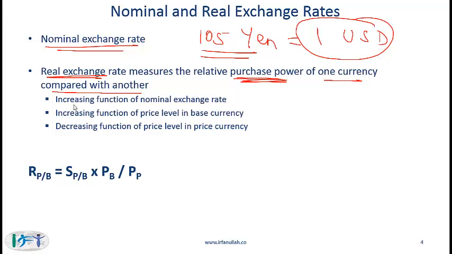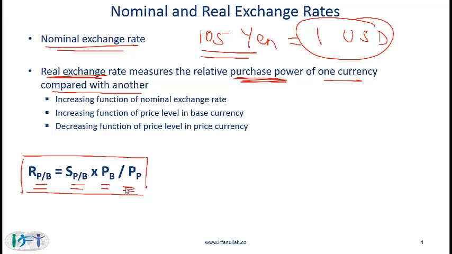The real exchange rate is an increasing function of the nominal exchange rate. It's an increasing function of the price level in the base currency, and a decreasing function of the price level in the price currency. And here is the relationship that you need to remember. Notice that again the convention that we are using is price currency over base currency. The P here stands for the price levels. This is the price level in the base currency. This is the price level in the price currency.